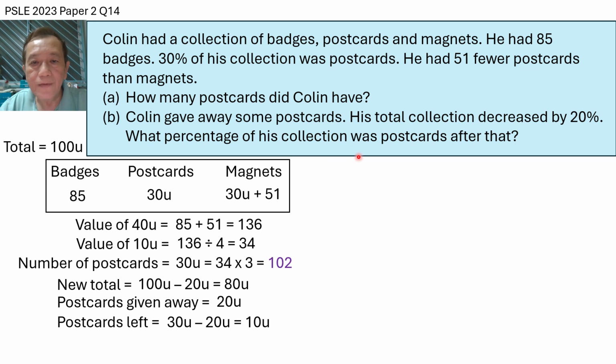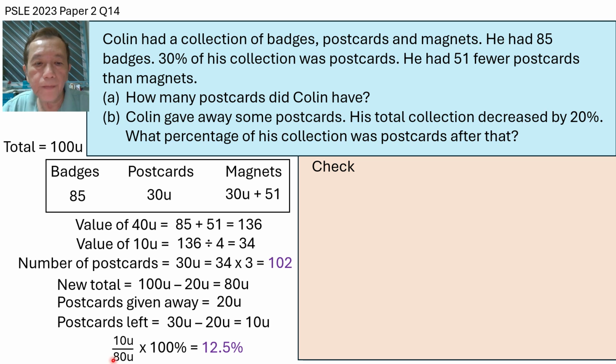What percentage of his collection was postcards after that? This collection refers to the new total, 80 units. So 10 units out of 80 units times 100% equal 12.5%. Our second answer. Check.